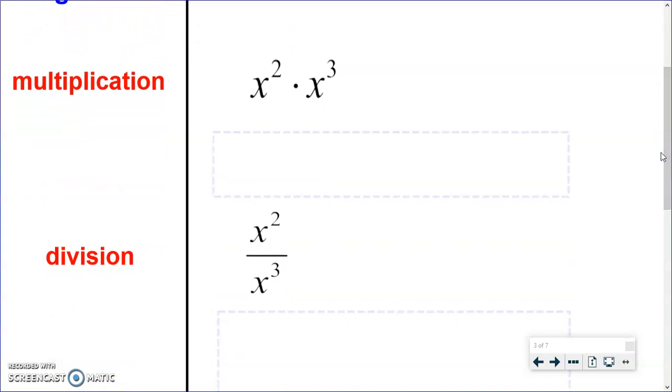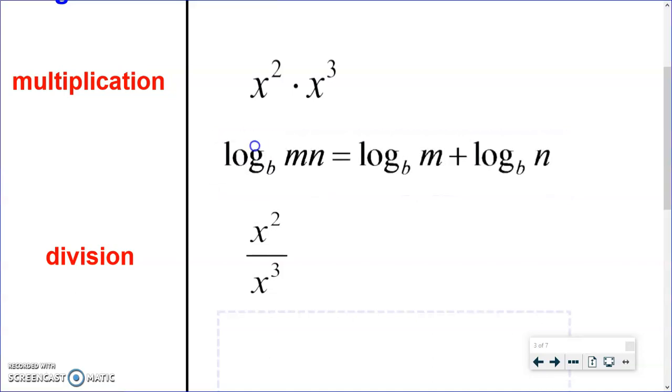We know if we had x squared times x to the third, remember we add. Here we have, if you're multiplying two things in a log, you can separate them with addition. Remember, today we're condensing, so we can also go the other way. If you see log base b of m plus log base b of n, you can condense them and rewrite them in a smaller form, log base b of m times n.